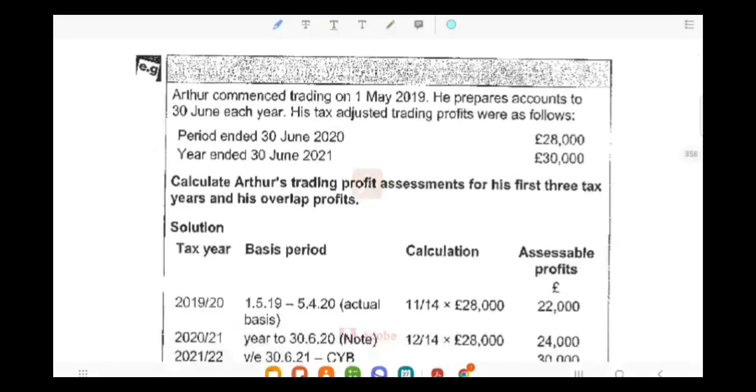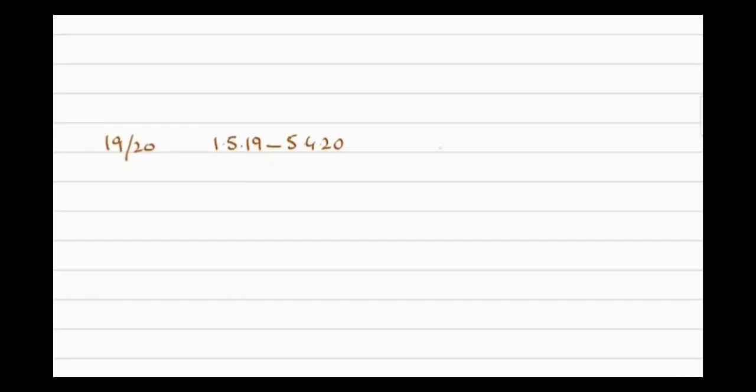Here the business has been started on 1st May 19. So our first tax year would be 1920. Started from 1st May 19 to 5th April 20. This is the first tax year period, and this is a period of 11 months. In the 14 month period, we have earned a profit of 28,000. So if 28,000 is a profit for 14 months, what will be the profit for the 11 month period? That would be 22,000, and this is the profit to be assessed in the first tax year.